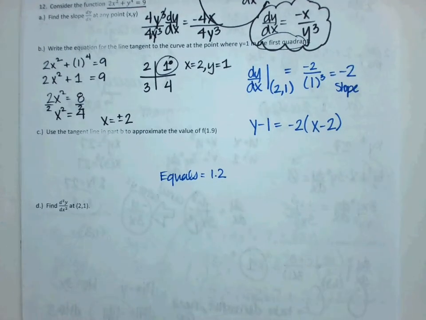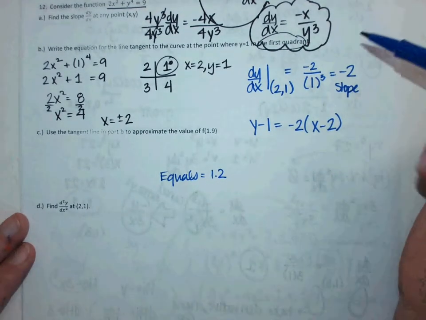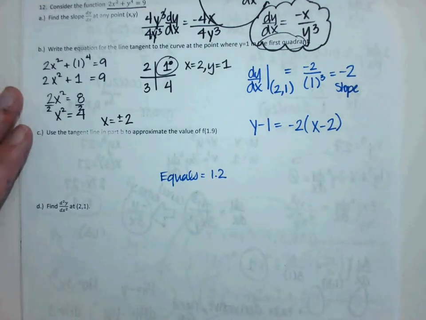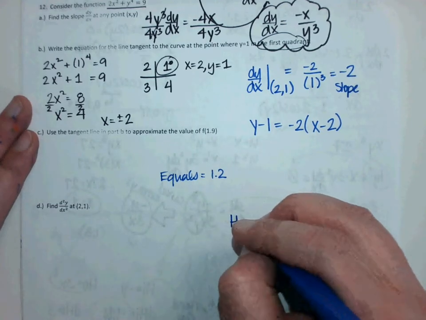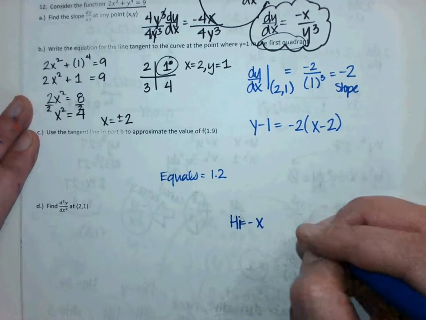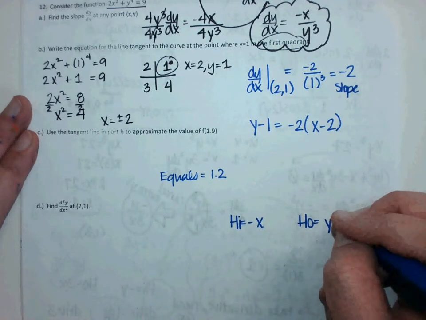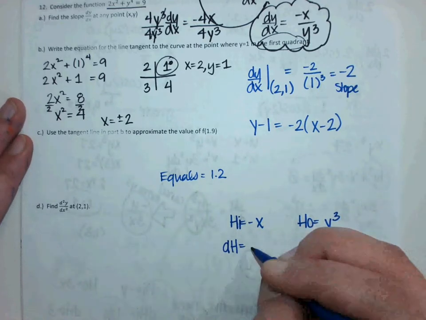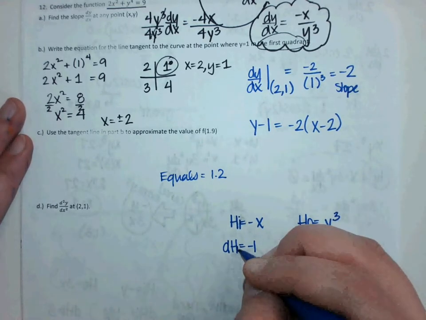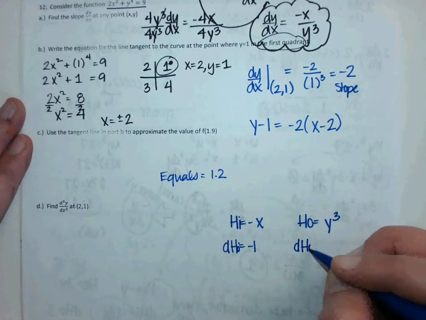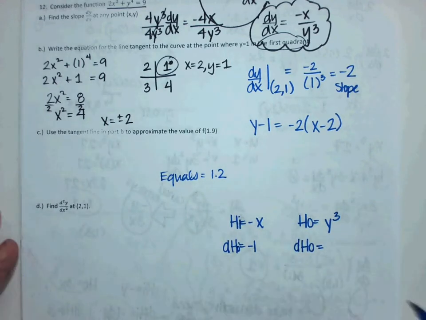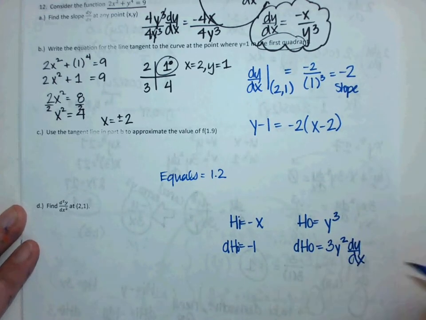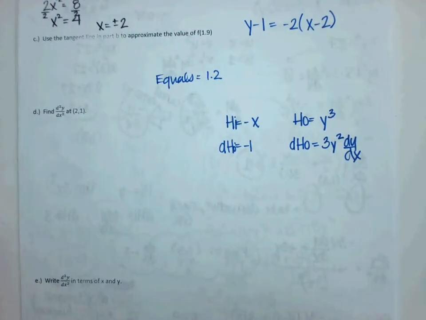Okay, so part D, I need the second derivative. What rule do I need to use on this guy? Product. Or quotient. Quotient, very good. So the high is going to be negative x, and the ho is going to be y cubed. So d high is what? Negative 1. Okay, d high is negative 1. What's d ho? 3y squared dy/dx. Okay, then from there, remember, it's ho d high minus high d ho.